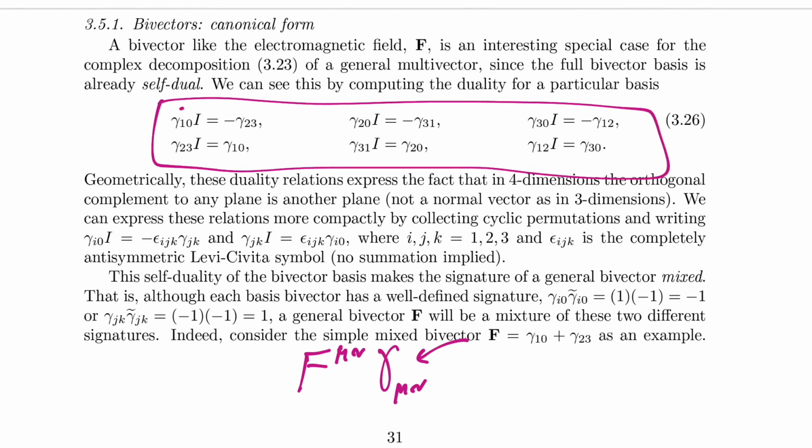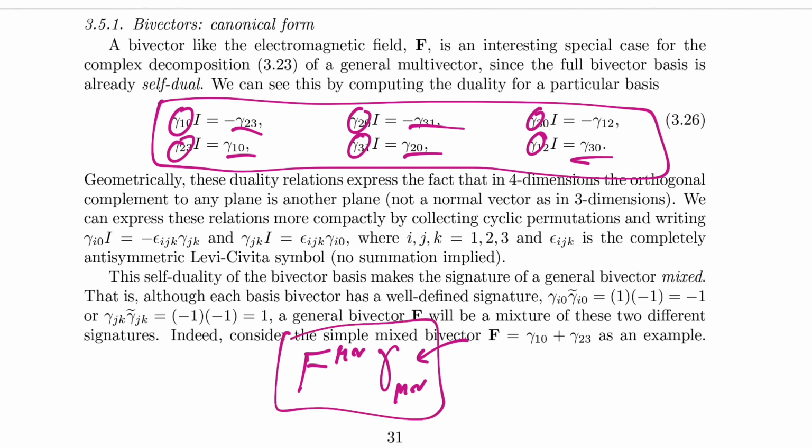You see that the dual of the bivector gamma 1, 0 is minus the bivector gamma 2, 3. The dual of gamma 2, 3 is gamma 1, 0. The dual of gamma 2, 0 is gamma 3, 1. So all of the bivectors, their dual is another bivector. So a general bivector is constructed out of bivectors and their duals, which is sort of obvious if you're dealing with something that is self-dual. So that's the important part.